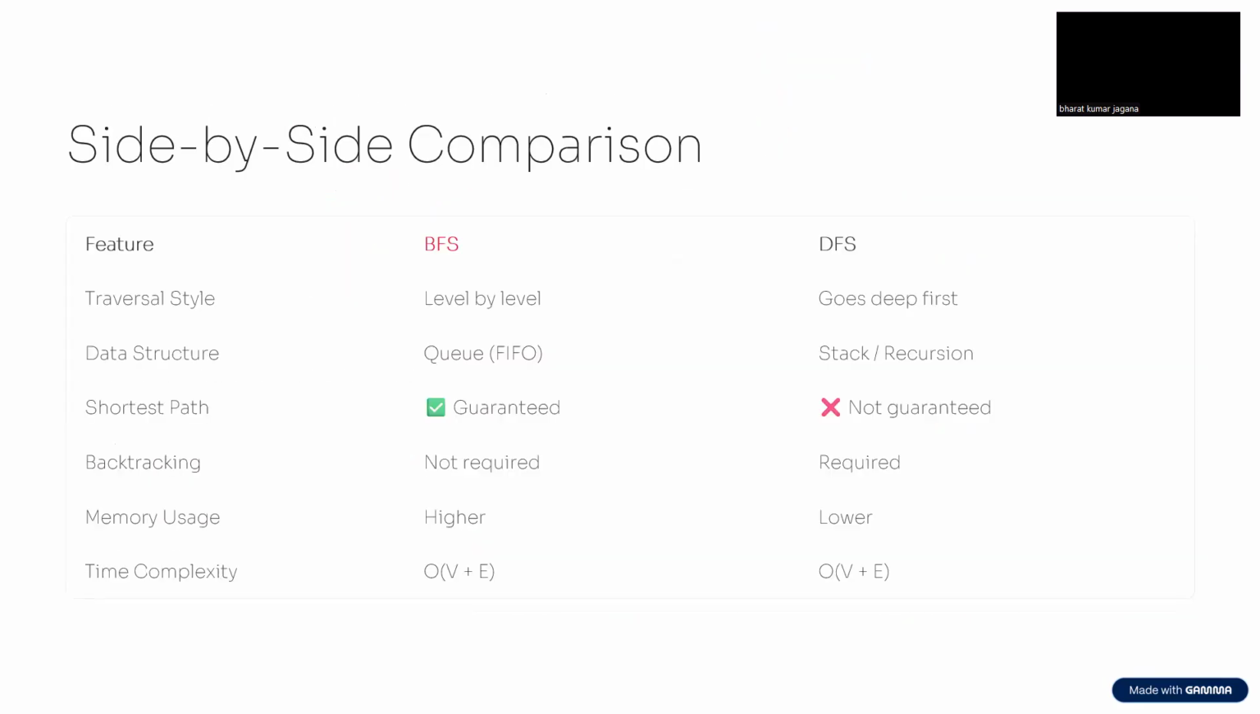Okay, we'll have the comparison now. Traversal is level by level in the case of BFS, and in the case of DFS, it goes deep first. The data structure used is a queue in BFS, and in DFS it is a stack. Shortest path is guaranteed here, and it is not guaranteed here. Backtracking is not required in the case of BFS, whereas it is required in the case of DFS. Of course, memory usage is higher in BFS, and I explained why. And of course, in DFS it is lower.